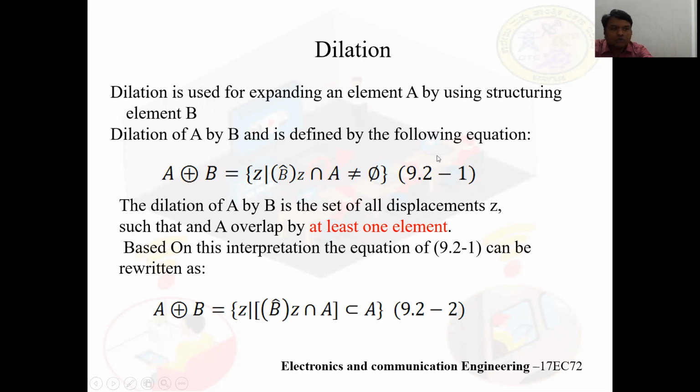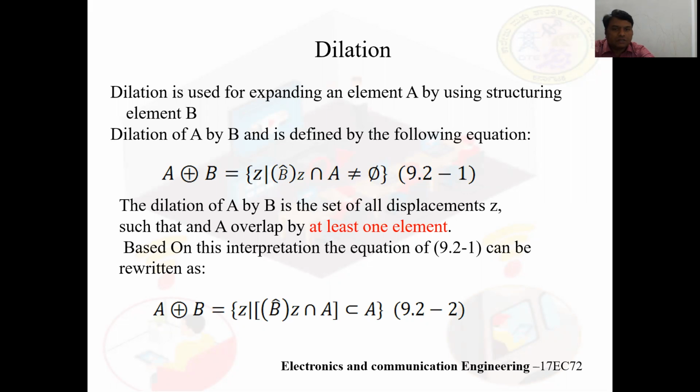Dilation is used for expanding an element by using structuring element B. Dilation of A by B is defined by the following equation: A dilation of B is equal to the set of Z such that B cap of Z intersection of A is not equal to 0, equation 9.2 minus 1. The dilation of A by B is the set of all displacements Z such that B cap and A overlap by at least one element.